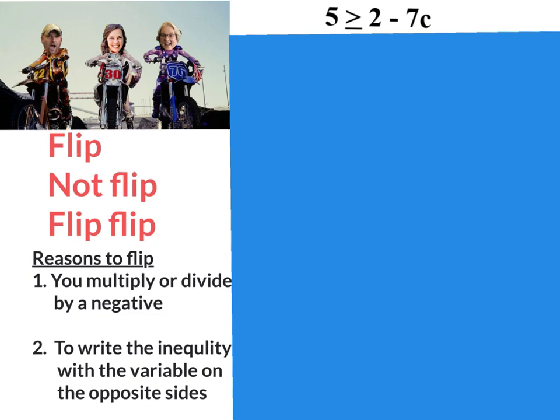The variable is on the wrong side as far as I'm concerned, so there's a flip. And when I do leave change opposite, I will be dividing by a -7. So this is a flip flip. So let's talk about what a flip flip does. Flip flip means the symbol is going to stay exactly the same, but now the c is going to be on the left-hand side. So we're going to divide by a negative, and we're going to flip that c onto the left-hand side. So we have a flip flip.